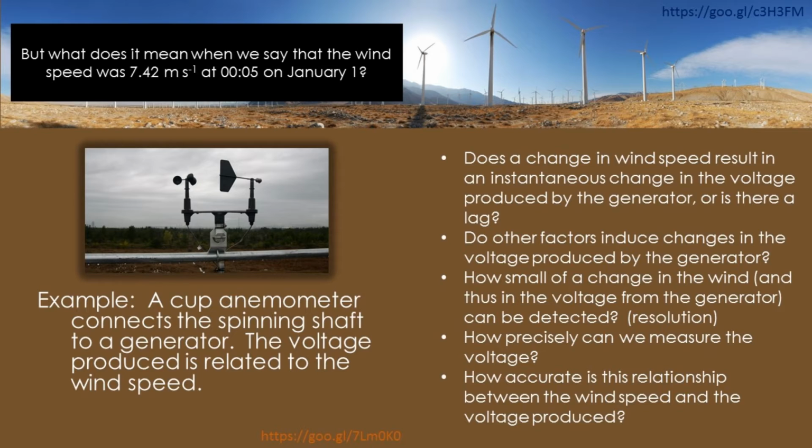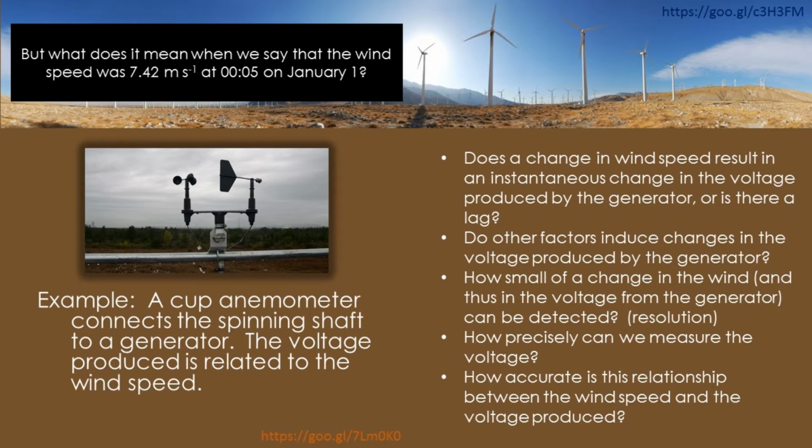How small of a change in the wind, and thus in the voltage on the generator, can you actually measure with your equipment? That would of course be another way of saying the resolution of your data, just to throw back to an earlier lecture. Okay, so if the wind speed picks up by 1/10 of a meter per second, does that produce a large enough change in voltage coming off of the generator for you to actually measure it?